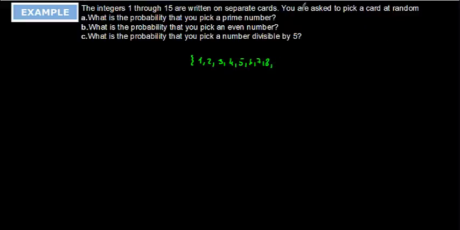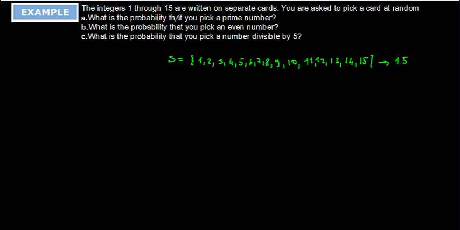Okay, then you're asked to pick a card randomly. What is the probability of you pick a prime number? So when we finish this set here, this is the sample space. It's going to be 10, 11, 12, 13, 14 and 15. In this set, there are 15 elements. Number of elements in the sample space is 15.